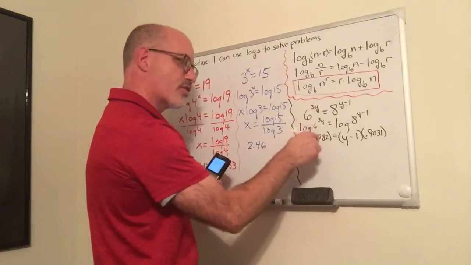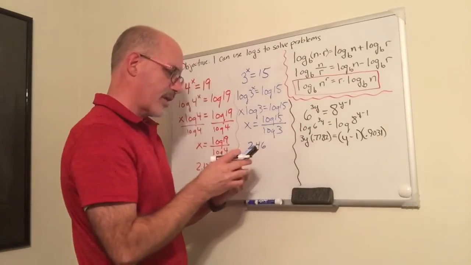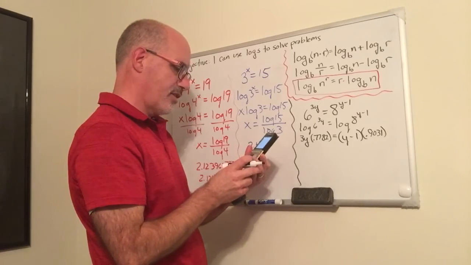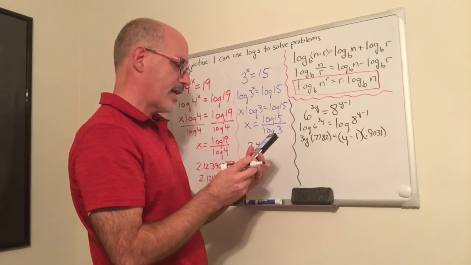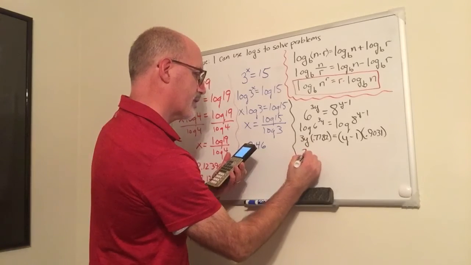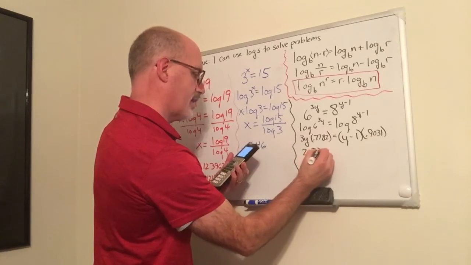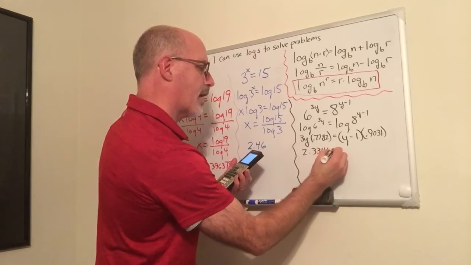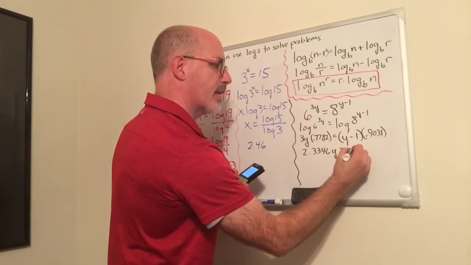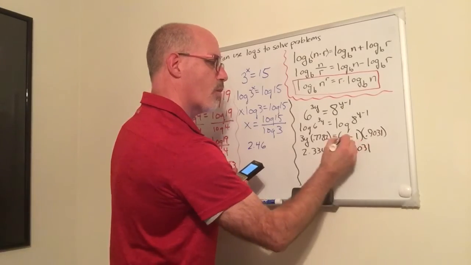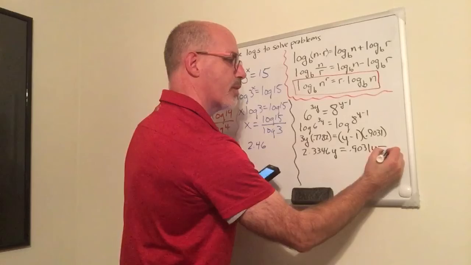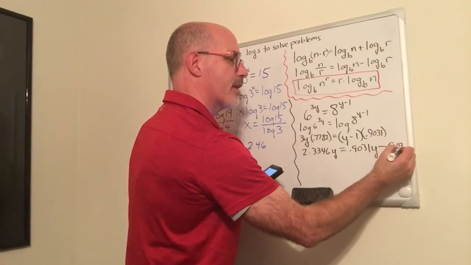Now I'm going to distribute. Here I'm going to just multiply 0.7782 times 3. And so on this one I get 2.3346y. Still have that y there. Distribute this through and I get 0.9031y. And then minus 1 times that is 0.9031.